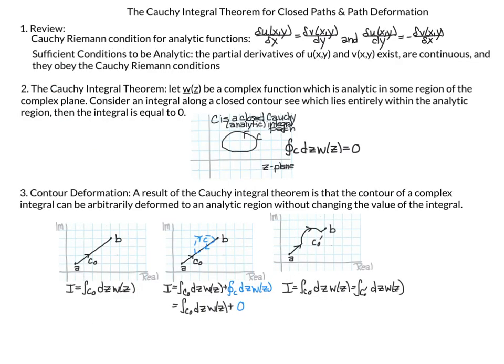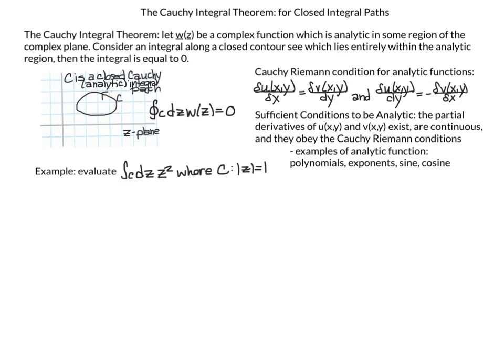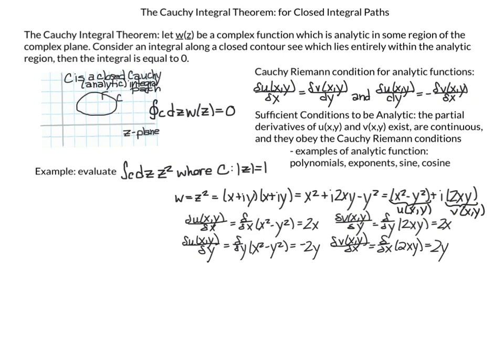As far as proofs go, that wasn't too bad. So now we're ready to do some examples. This next example is to evaluate the integral over c of z squared, where c is the curve given by the absolute value of z equal to 1. Usually the first thing I do is show you what c looks like, but I also want to point out something about this function, z squared. This is our previous example where we worked out w equals z squared. We put it in terms of u of xy, v of xy. We did the partials. We found that the Cauchy-Riemann conditions and the other sufficient conditions to be analytic were all met. And so it is an analytic function.